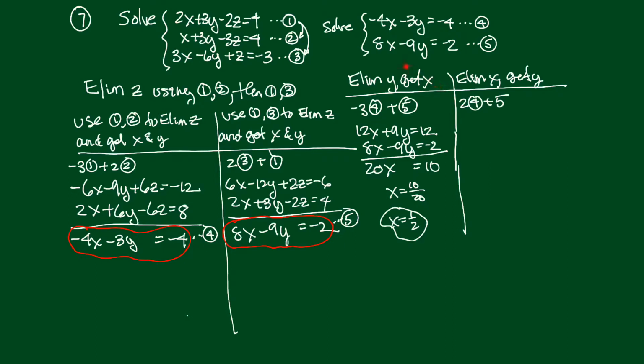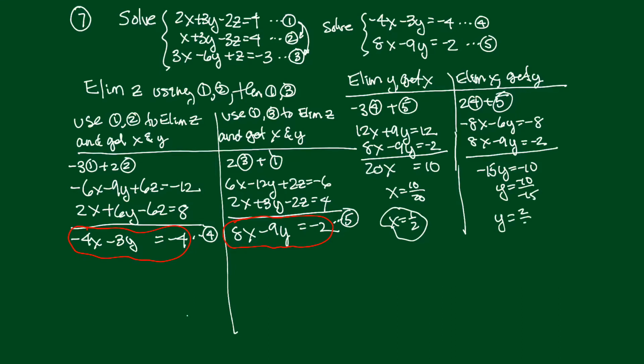Multiply that equation 4. Everything gets multiplied here by 2. So we're going to get what? Negative 8x minus 6y equals negative 8. Equation 5 stays the same, right? 8x minus 9y equals negative 2. Add these together. The x's go out. We get negative 15y equals negative 10. y is equal to negative 10 divided by negative 15. y is 2/3.